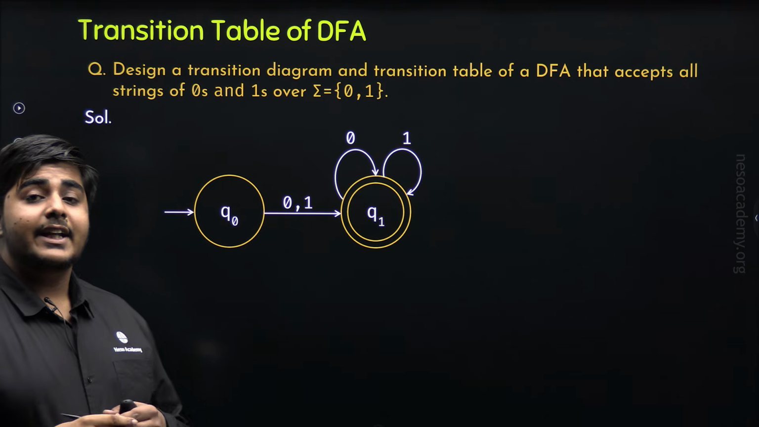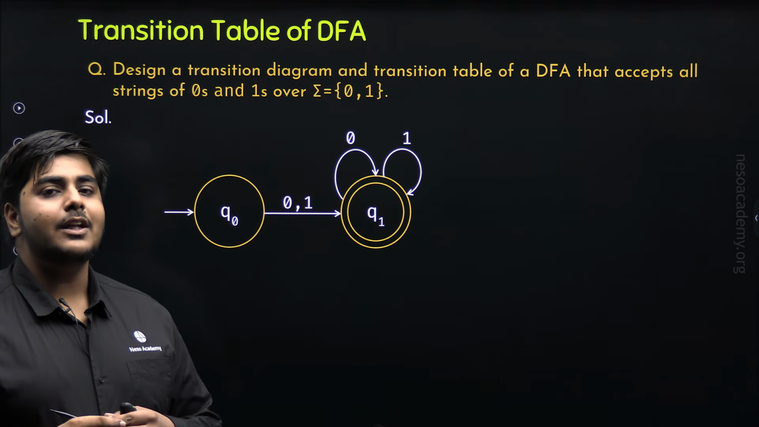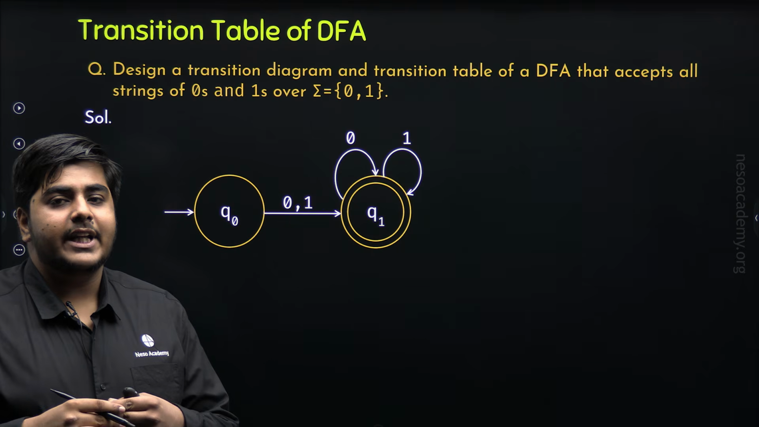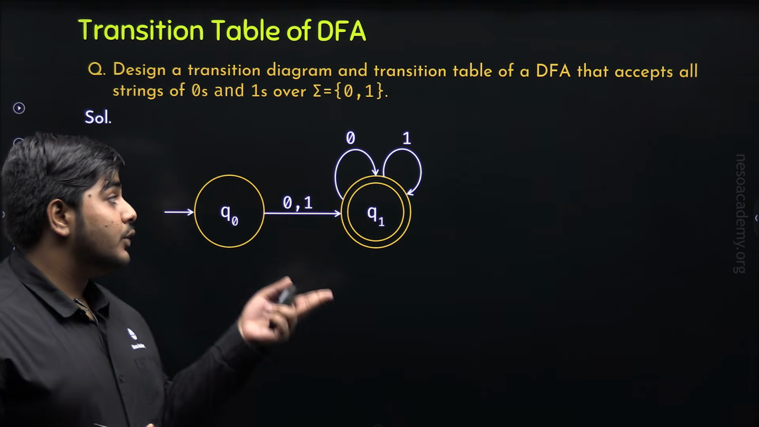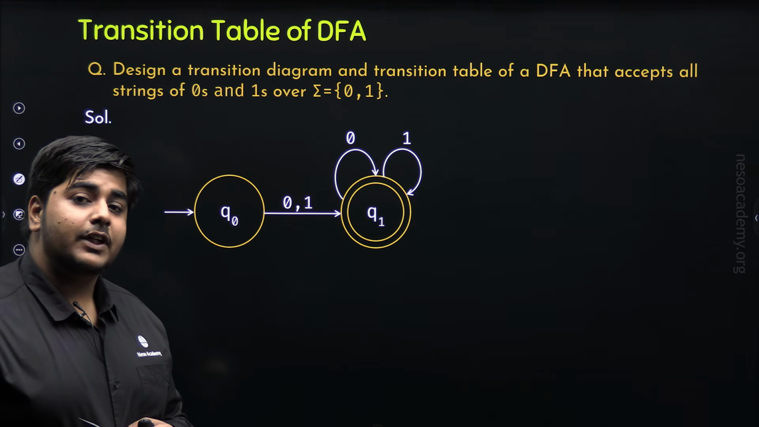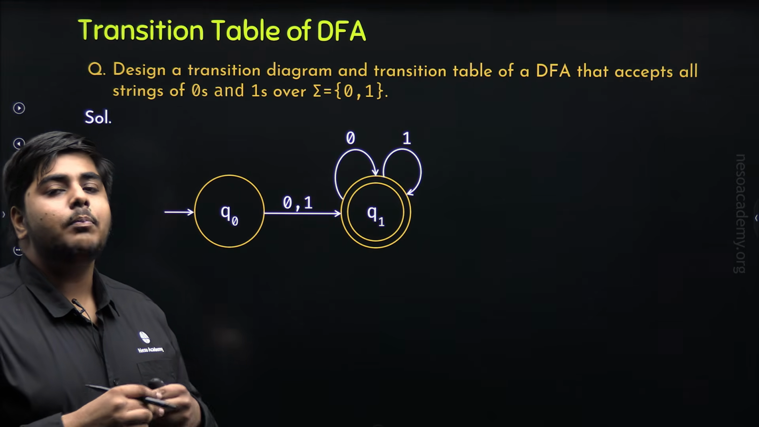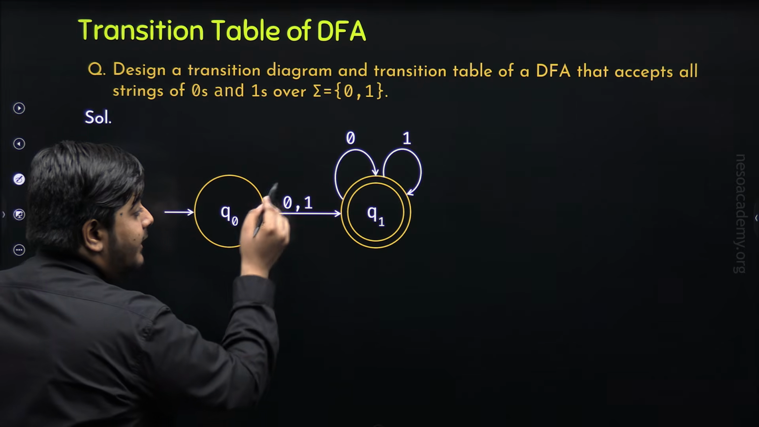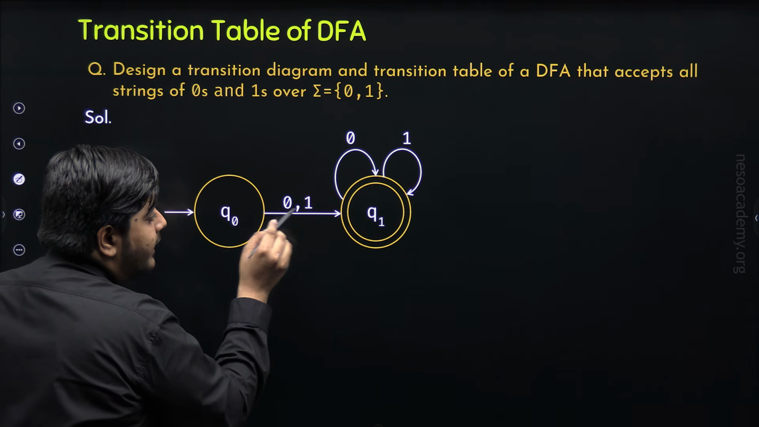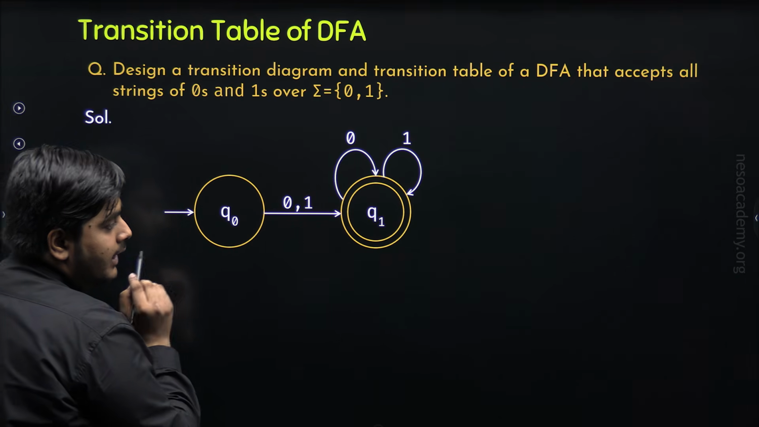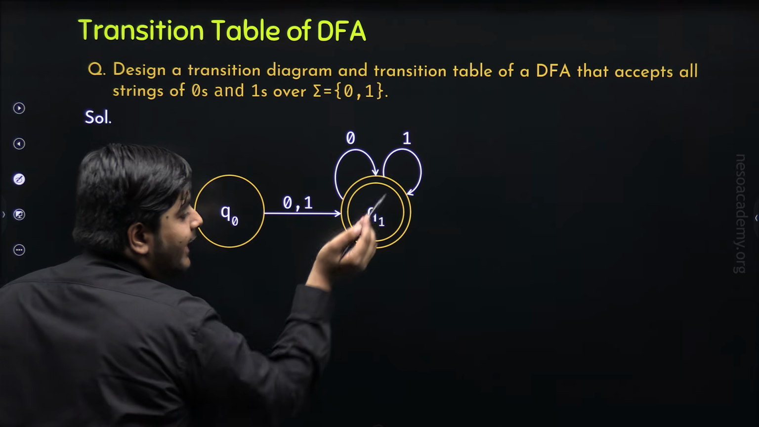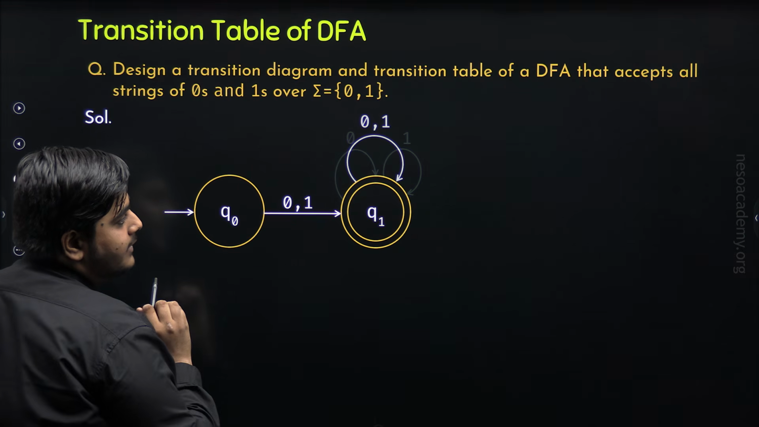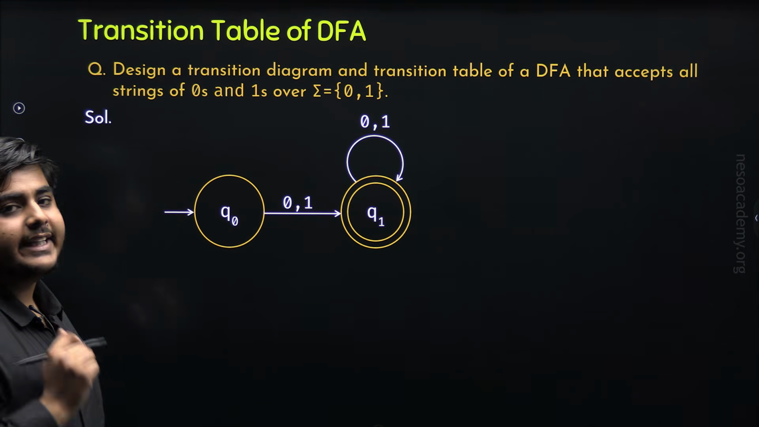In this way, we can accept a single 0, a single 1, multiple zeros, multiple 1s, and even any combination of 0 and 1. So this is the transition diagram of the DFA that will accept all possible combinations of 0 and 1. Here you can see that this 0 and 1 are written using a comma-separated notation. So these two transitions can also be combined and written as a comma-separated notation, like this. So this is our complete DFA.